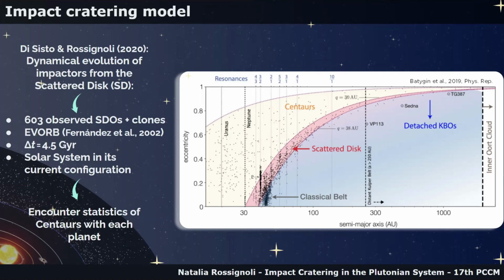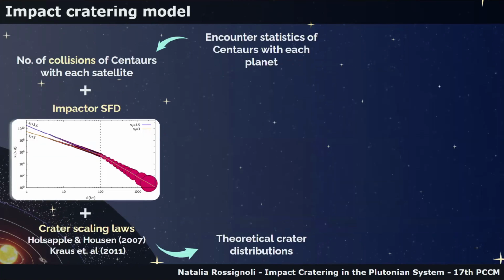Because we included Pluto as a massive object in the simulation, we were able to compute the encounters of the centaurs with Pluto. We then combine these encounters to obtain the number of collisions of centaurs with each Plutonian object. We combine this with an impactor size frequency distribution that, as we can see here, we model with a power law that has a break for impactors of 100 kilometers.